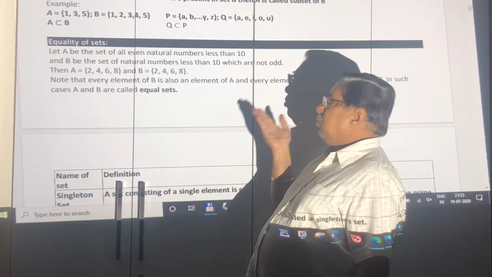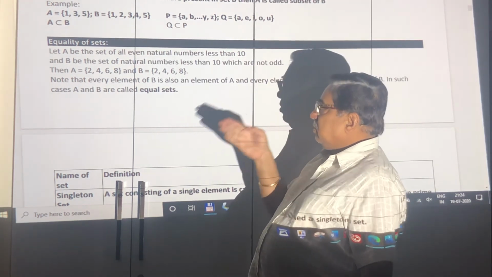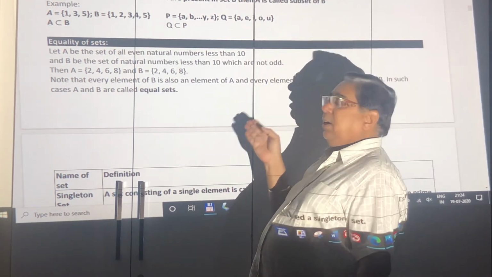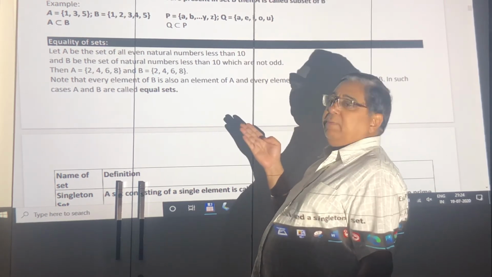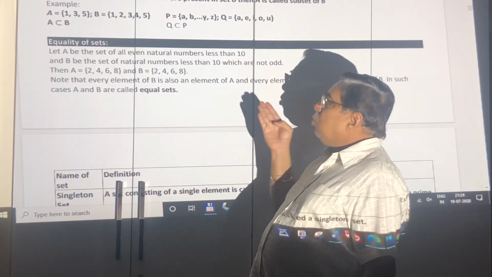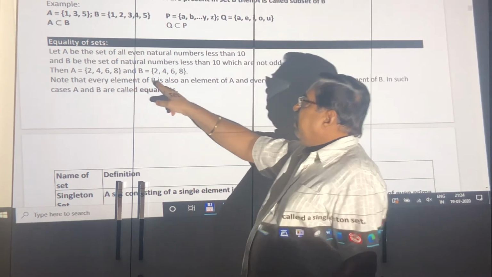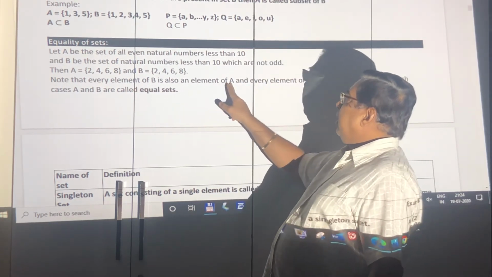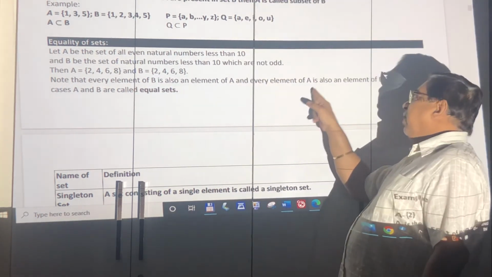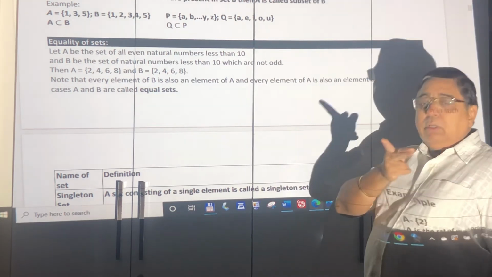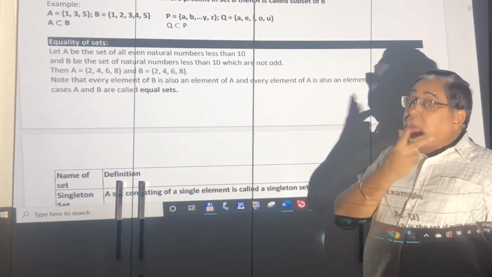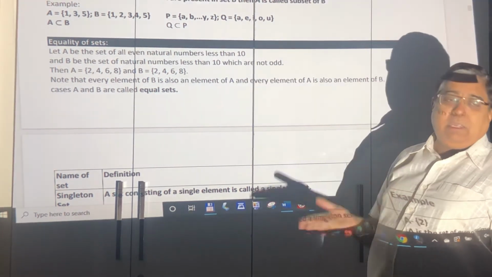Now, 2 is there, 2 is here. 4 is there, 4 is here. 6 is there, 6 is here. 8 is there, 8 is here. 4 members are there. Now, they are equal sets. Every element of set B is also an element of A, and every element of A is also an element of B. It is not a question of subset. Both are equal sets, exactly equal.